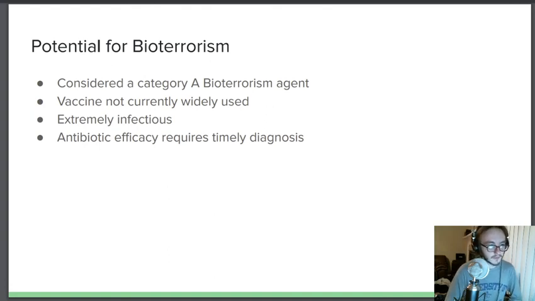Its extreme virulence makes it very, very abusable for bioterrorism purposes, and the widespread nature of it makes it much easier to get one's hands on than other similarly infectious agents.